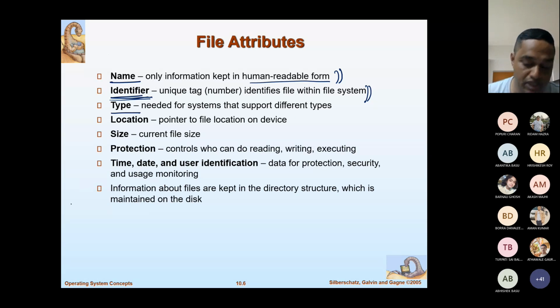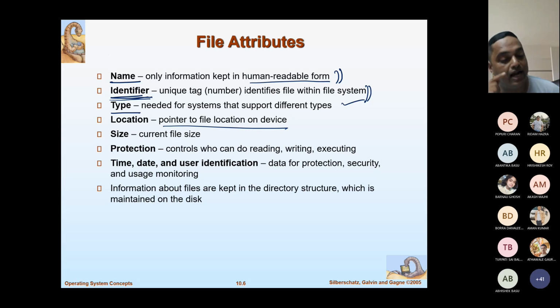Then the type, whether it is a .doc, .docx or .txt, .py, .java. So depending on the application where you have created the file, that is the type of the file. Then the location of the file. Under the C drive, you may have a directory. In that directory, you may have another subdirectory. In that subdirectory, you may create a file. So that is the location pointing to the file on the device, within the device where the file is actually located.